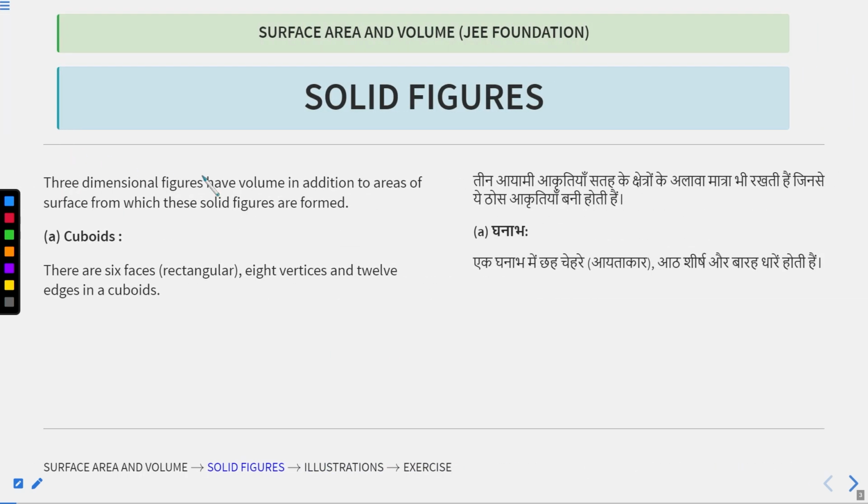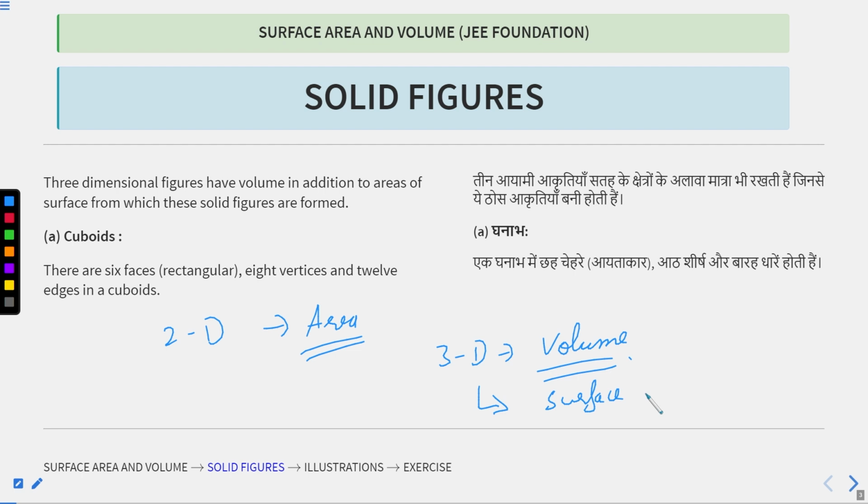Now the 3D figure. In 2D, what do we have? We have area as the main element, and in 3D we have volume as our main element. And in 3D there is also surface area, the area covered by any three-dimensional figure.